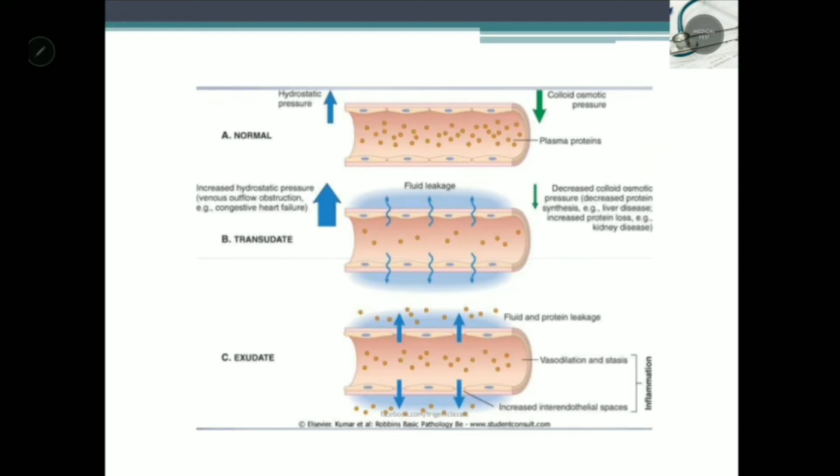So as you can see in this diagram from Robbins, exudate is seen in inflammatory edema, so there are gap formations in the endothelial lining, which is why not only the fluid but also the proteins leak out, and hence exudate is protein rich. While in transudate, because it happens in non-inflammatory edema, the endothelial lining is intact and there are no gap formations. So the proteins do not have a way out, only the fluid leaks out, which is why there is only fluid leakage.